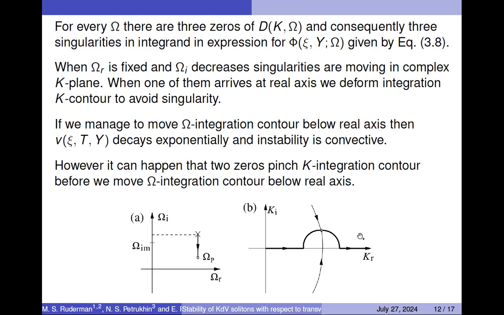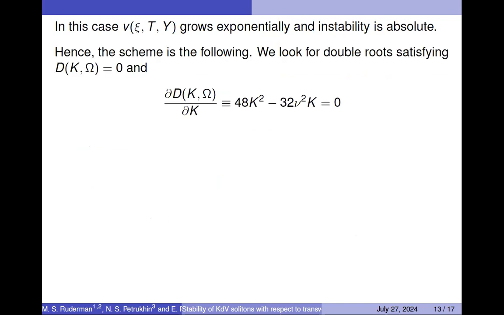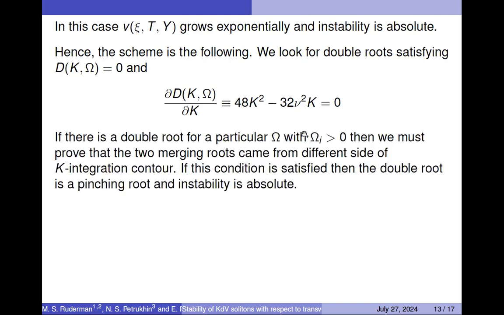So the procedure is the following. We have to find all double solutions of our dispersion equation, so they satisfy the dispersion equation, and also the first derivative with respect to k should be equal to 0. And then, if there is such a double root with positive imaginary part of omega, we have to show that the two roots which form one double root come from different sides of our k integration contour.